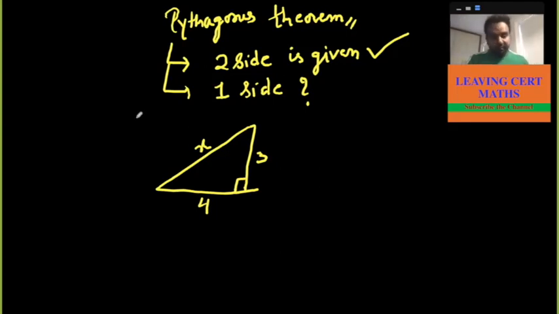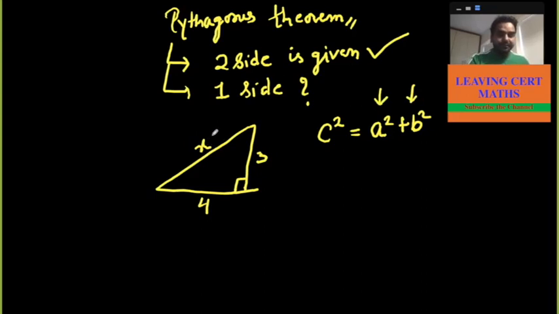Use Pythagoras theorem. Okay, what is the Pythagoras theorem? Pythagoras theorem says that the square of the hypotenuse, c, is always equal to a square plus b square, where a and b can be opposite or adjacent. a and b are the two smaller sides, and we know that the hypotenuse is the biggest side, right? Okay.